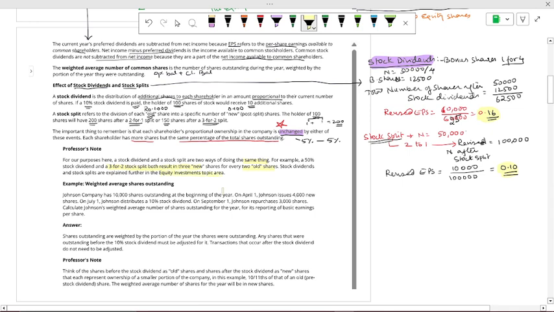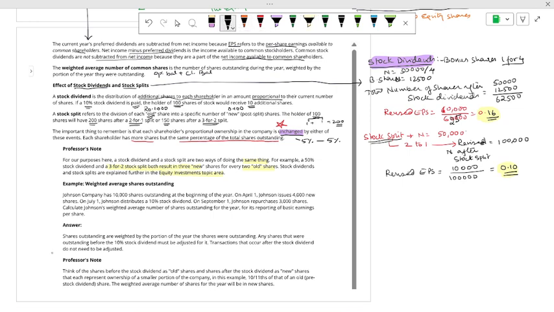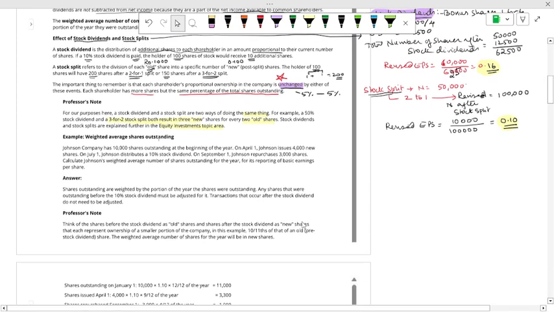Stock dividends and stock splits are explained further in the equity investment topics. You have the investment topic also, where they have explained it in more detail.